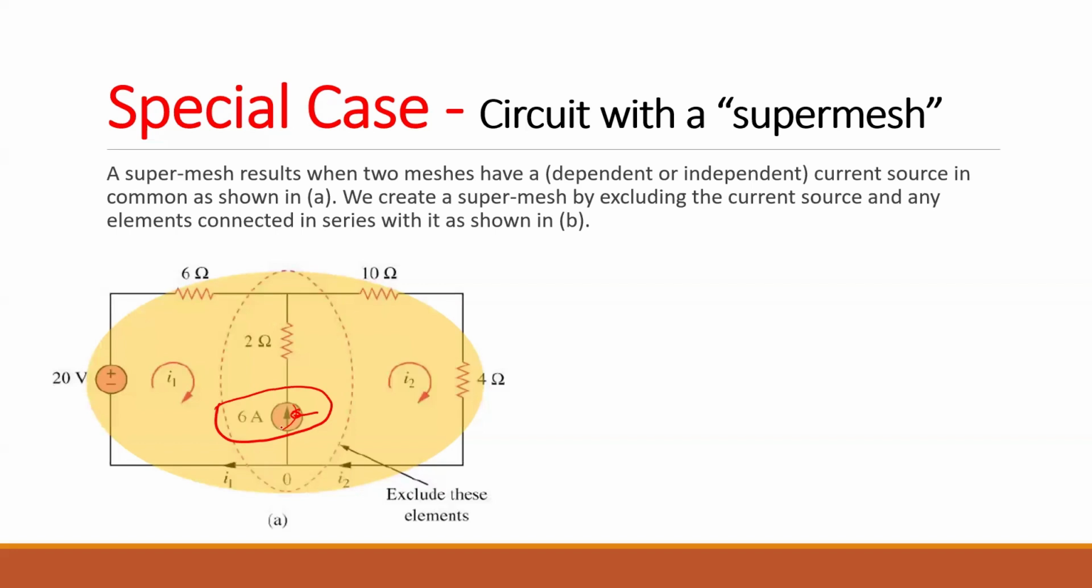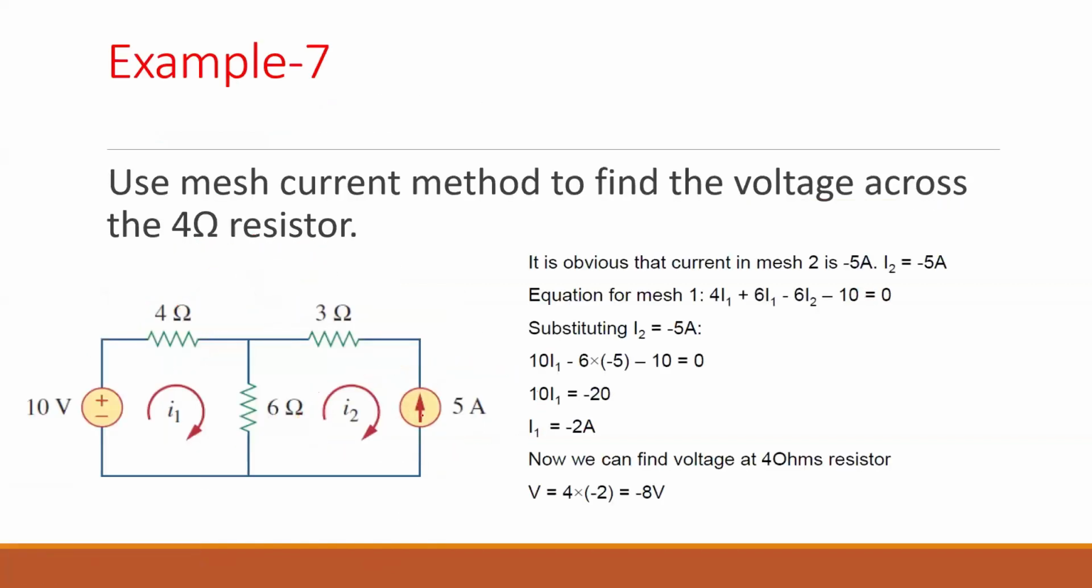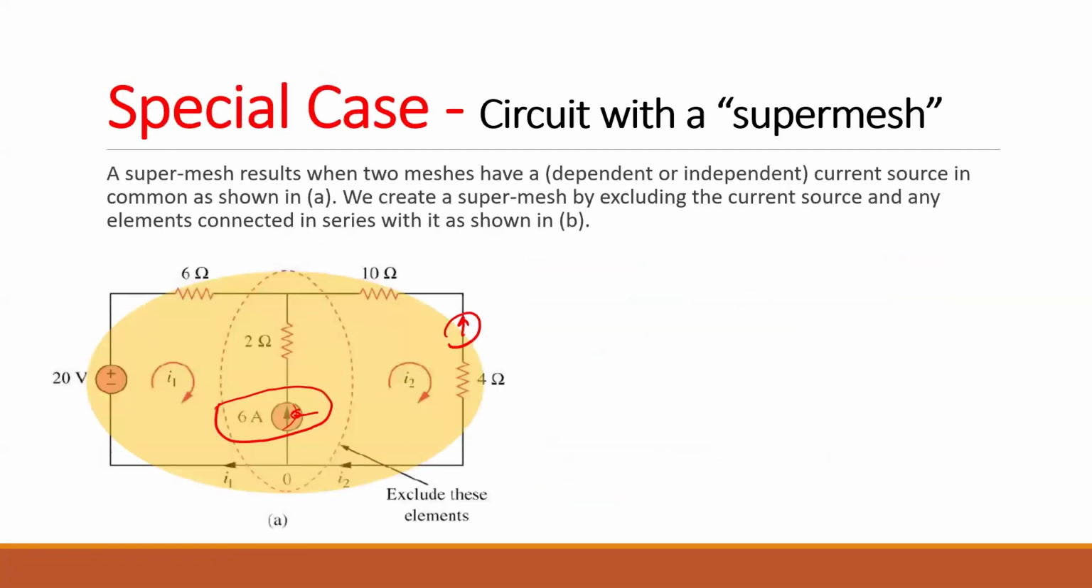So if you had a current source here that belongs to just one mesh, that doesn't matter, because you know its current. But if the current source is shared by two meshes, we don't know the real current here, and also we don't know the resistance. So we have to consider this whole thing as one mesh. We consider this as a single mesh. That's what we call the supermesh.